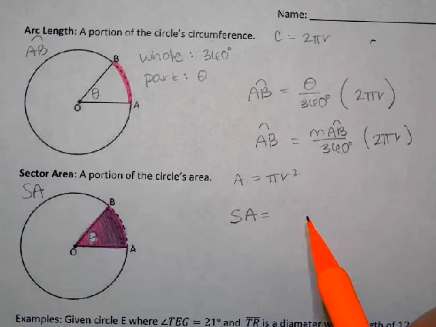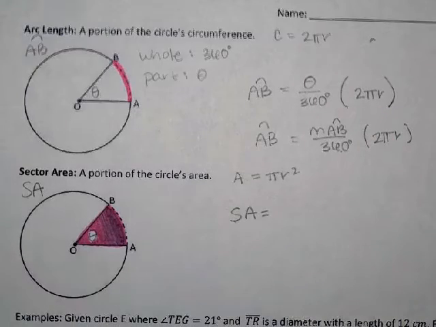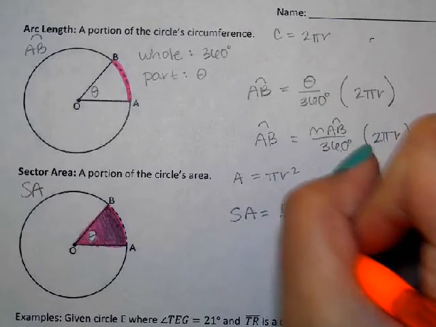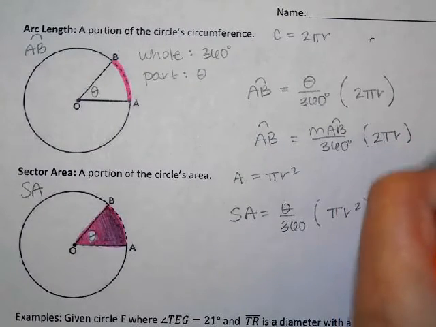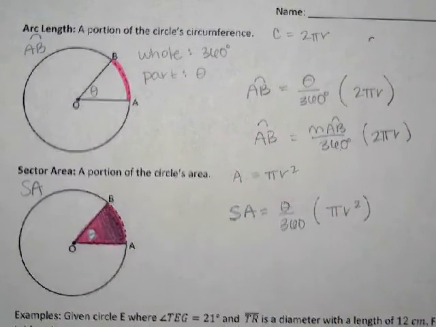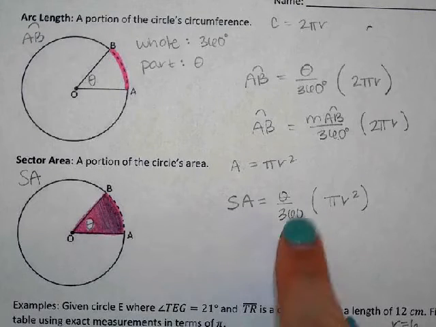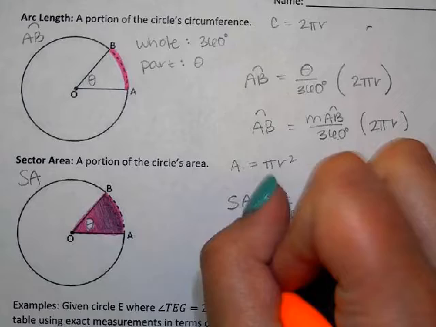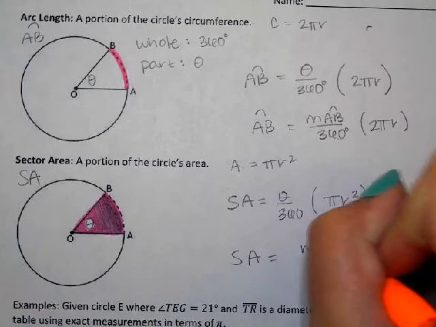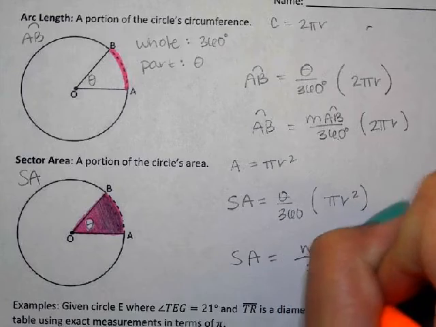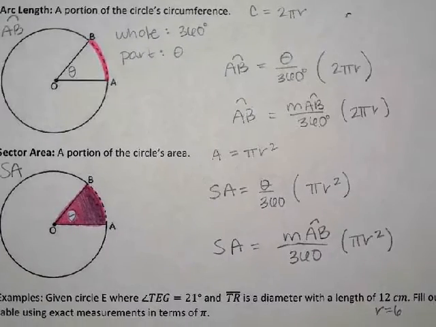It's very similar to the last one. Yep. Theta over 360 times pi r squared. So if they give you the central angle, you can think of it that way, or if they give you the measure of the arc, then you can think of it this way. It's the exact same thing. It just depends on how they phrase it in the question.